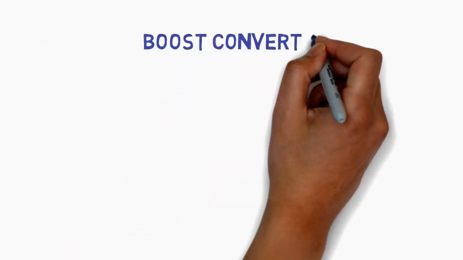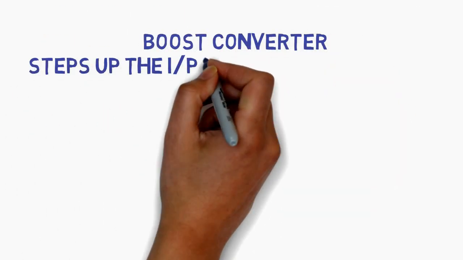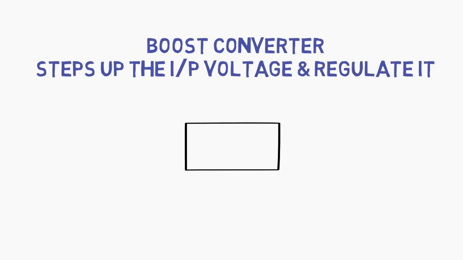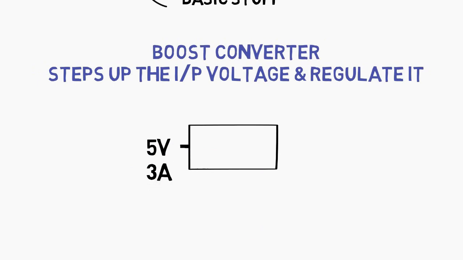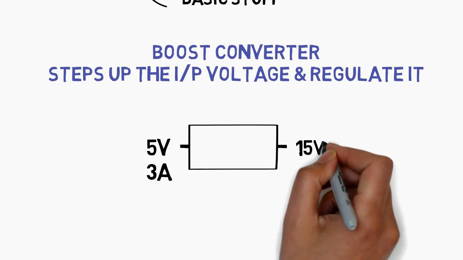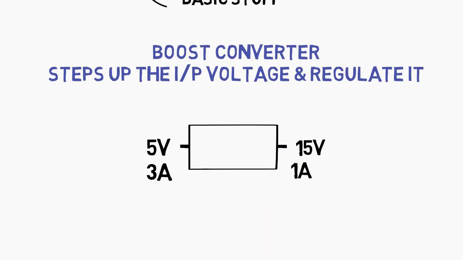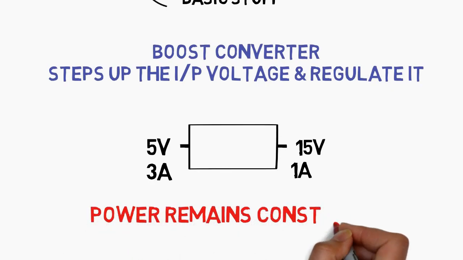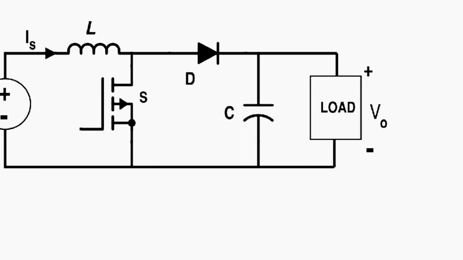Well, a boost converter steps up the input voltage up to a desired regulated output voltage. For example, if the input is 5V and supplies up to 3 amperes of current, we can increase the voltage up to 15V and 1 ampere. But remember, in any case, the input power and output power always remain constant.